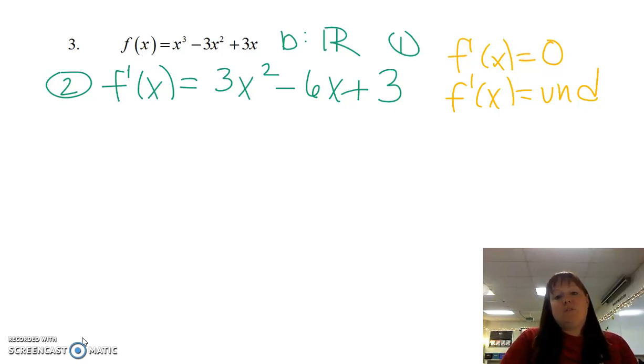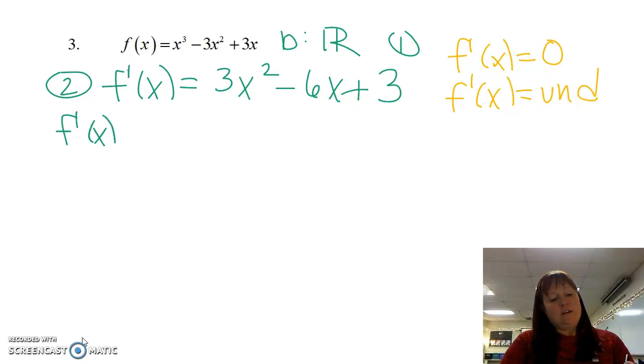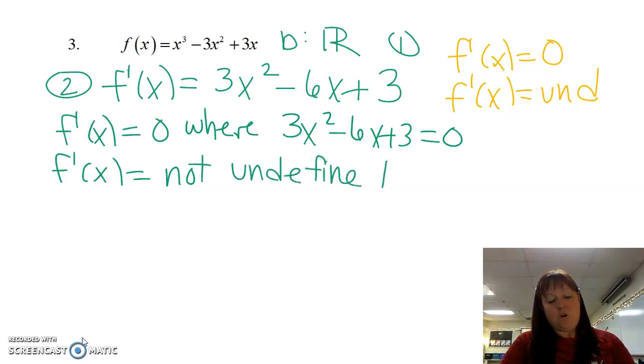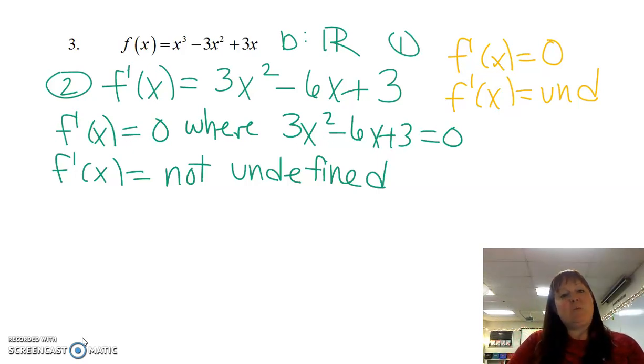So remember, the derivative is equal to 0 where the numerator is equal to 0. So f prime of x is equal to 0 where 3x squared minus 6x plus 3 is equal to 0. Then f prime of x is never undefined because there is no denominator. So denominator can't equal 0 because there is none. We're also not taking the square root of a negative number, so it's never undefined. So let's just figure out where it's equal to 0.